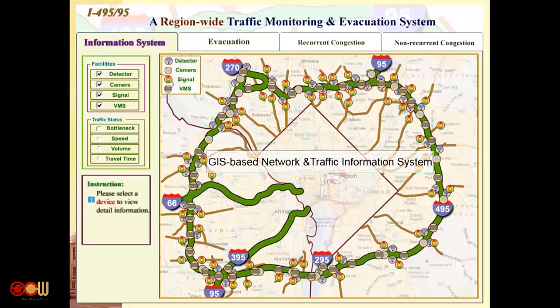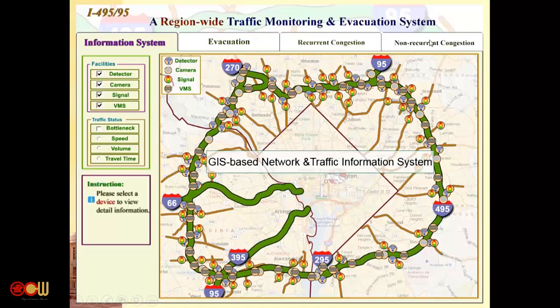Okay, now you can see all those signal dots and those detector dots. Our facilities include what? Detector, camera, signals, VMS. Those are actual devices in a complete operational network. And the traffic status you want to know is where the bottlenecks are, speed, volume, travel time. This pretty much covers all you need, okay? And then you can click in to see where those devices are, and whether they are functional or not.